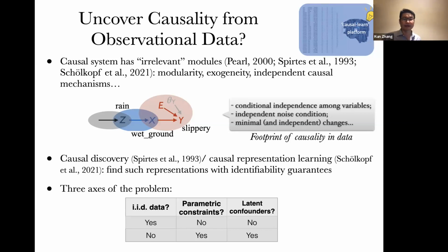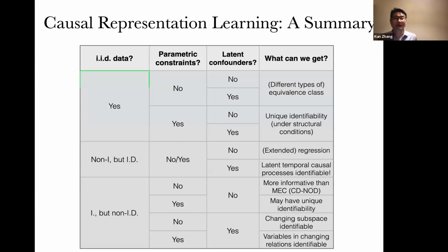Now let's look at the classical methods to discover causality from data. Here you can see a summary of recent advances in causal representation learning. You can see different settings. On the very right, you can see what kind of results you can end up with, what guarantees you have. I will give examples to illustrate all those results in this table.